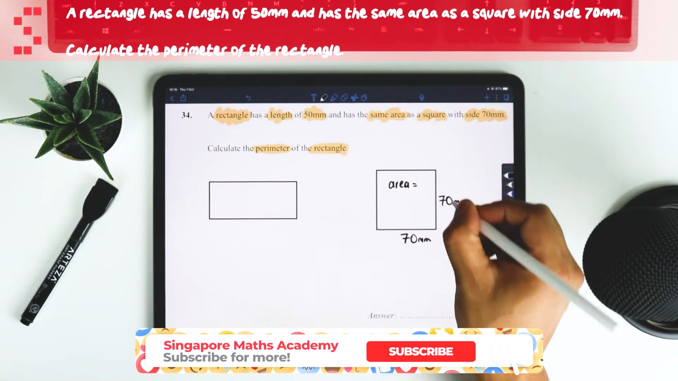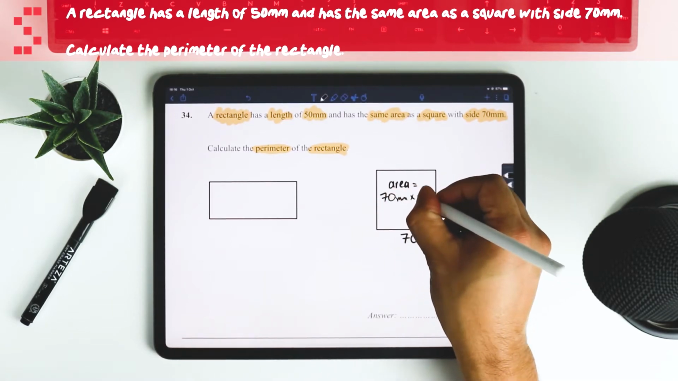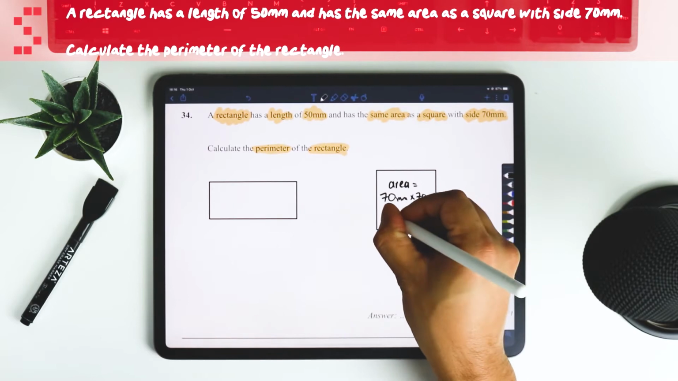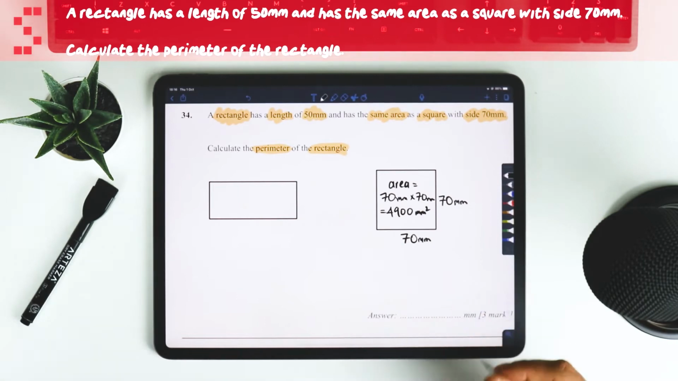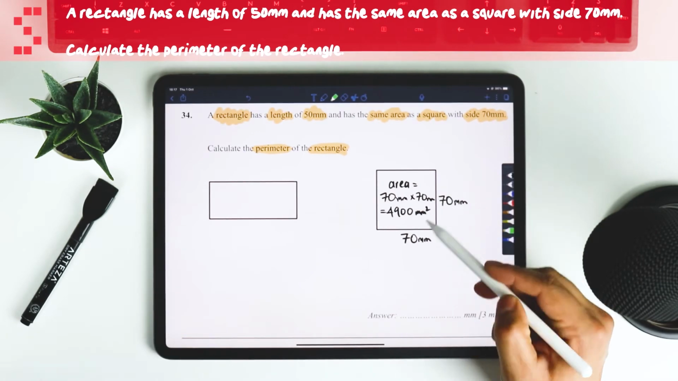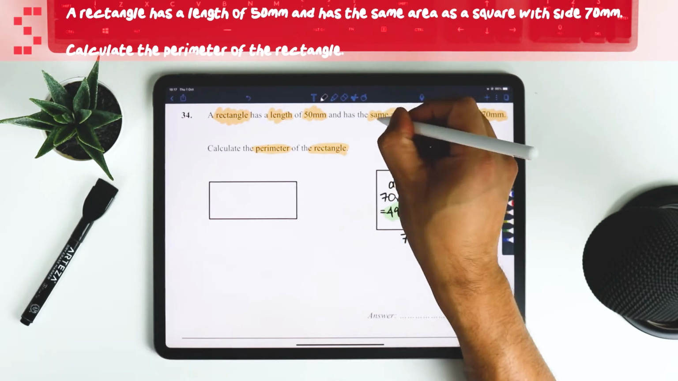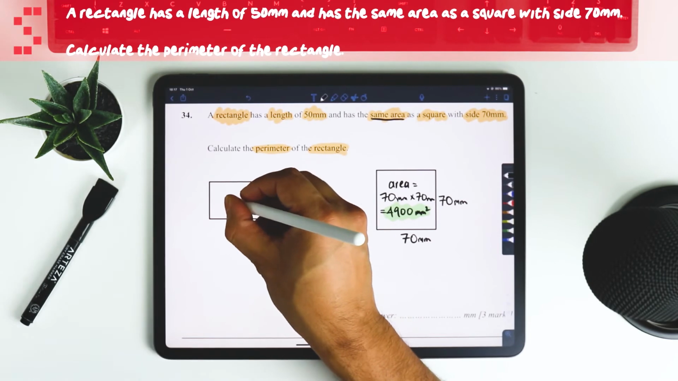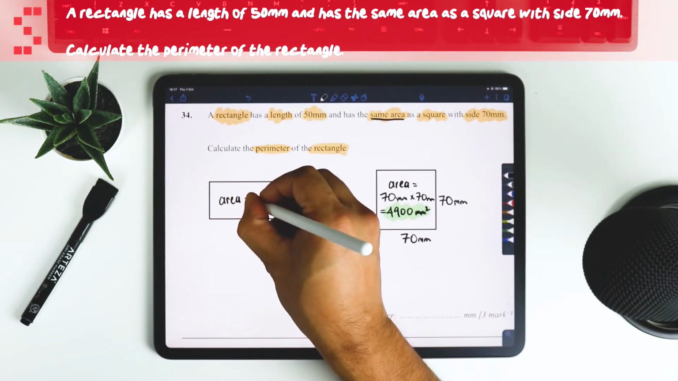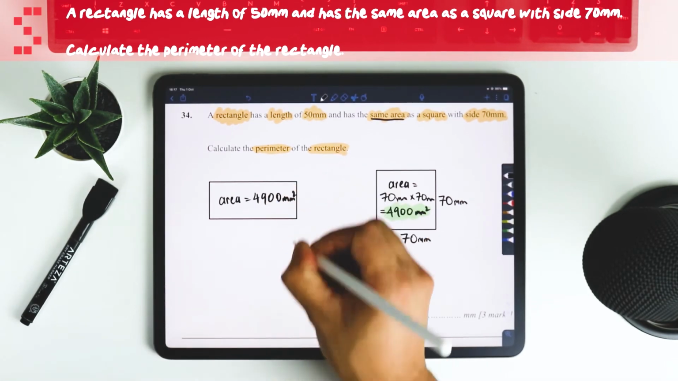We can work out the area. So to work out the area, it would just be 70 millimeters times 70 millimeters, which is 4,900 millimeters squared, or square millimeters. And therefore, that's going to help us, right? Why is that going to help us? That's going to help us because we know in the question, we've been told that both these shapes have the same area. So we know the area now of this rectangle, which is going to be 4,900 millimeters squared.